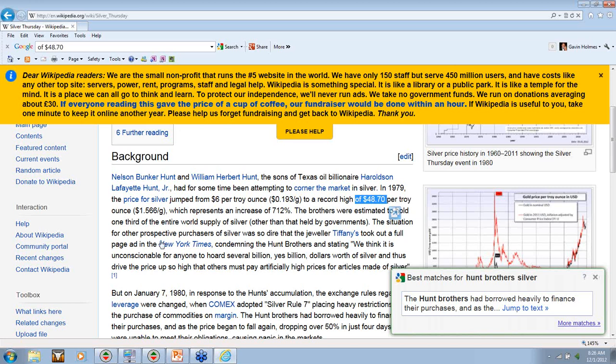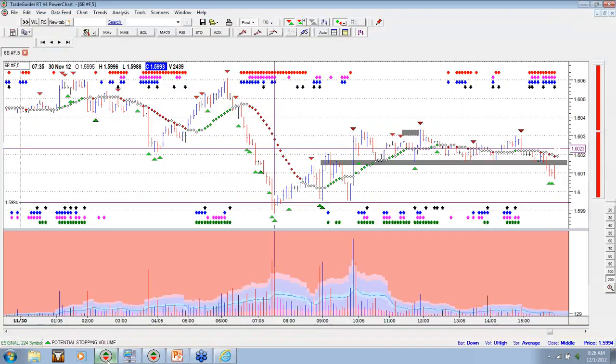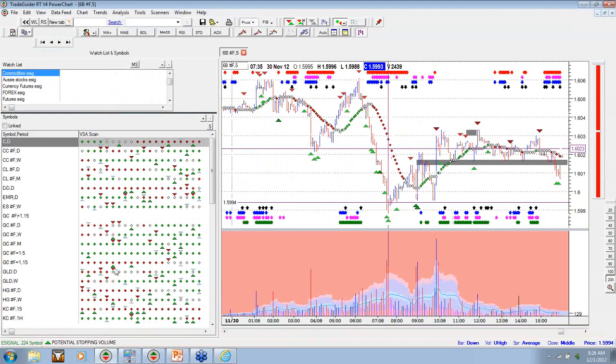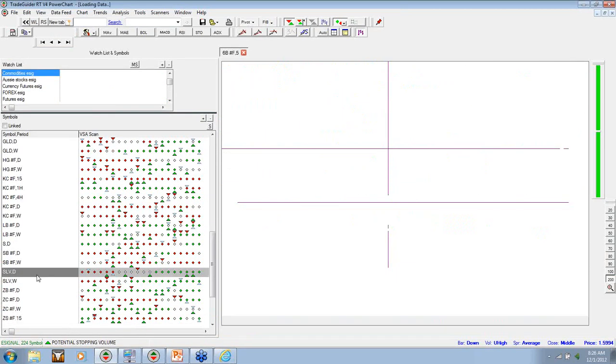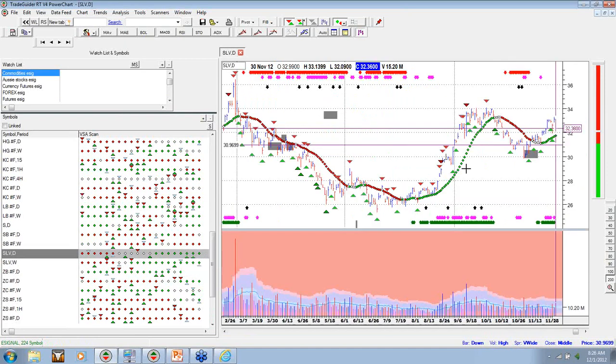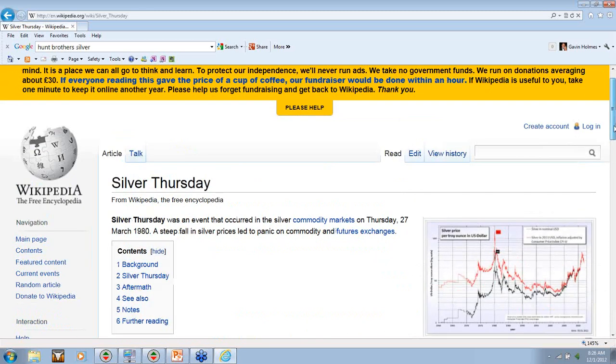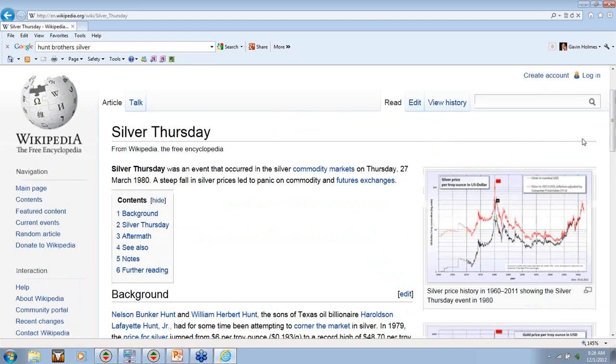Does anyone know what the price of silver is today? Anyone got any ideas? Let's go and have a look. $32. Actually, that's the ETF, but yeah, about 34 bucks. So now try and make sense in your own mind of that. Here we have the story of the Hunt brothers who manipulated the silver market back in 1980. I think I was at school then, and it went to 48.70 a troy ounce.